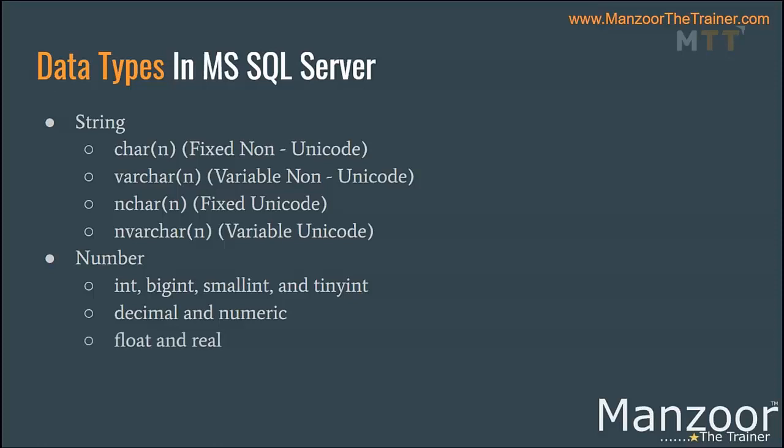Floats and reals. If you want to store salary, it will not be a very huge value, right? So you can use float or real. If it is a very huge value, something into 10 power 20, then I will use decimal or numeric. If the value is not very huge, then I will use float or real. We have separate data types for handling money and small money, but we hardly use these. For storing money also, we use float. Normally in our applications, we use float.